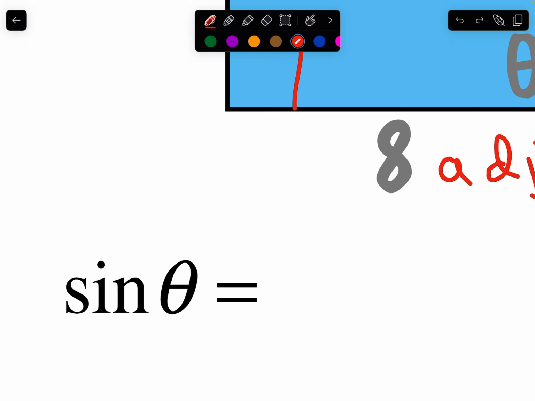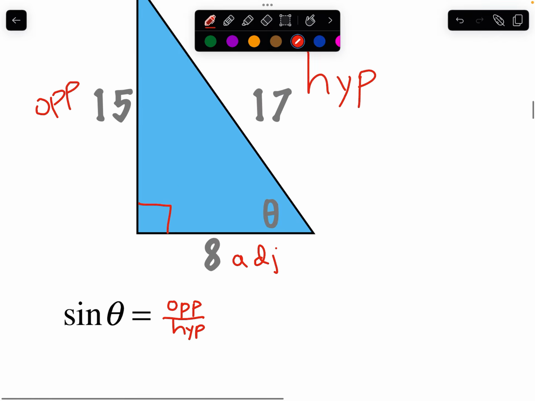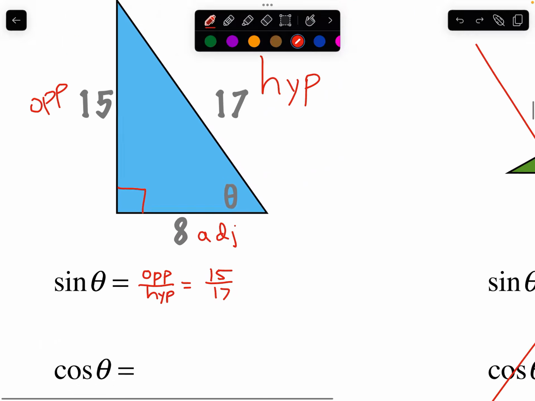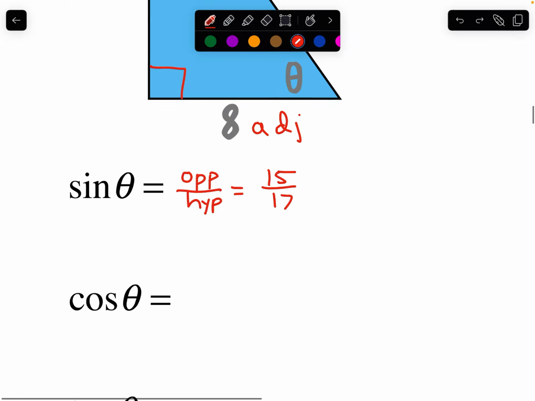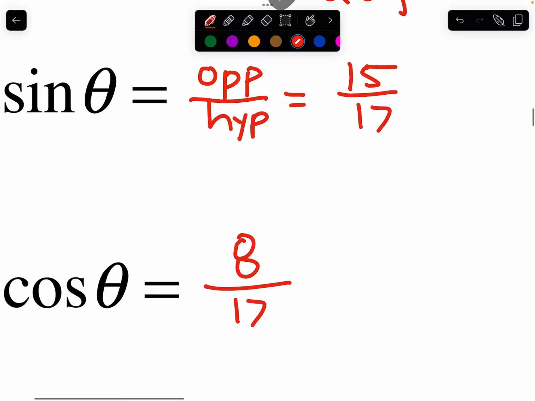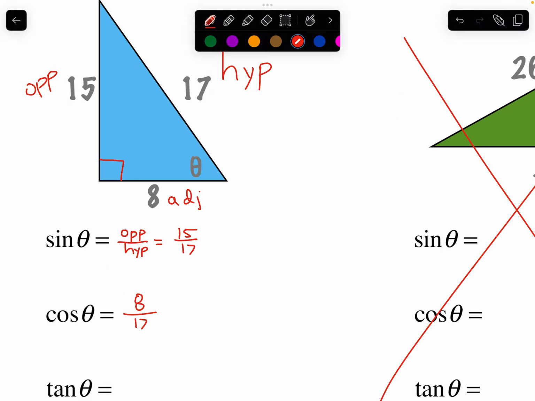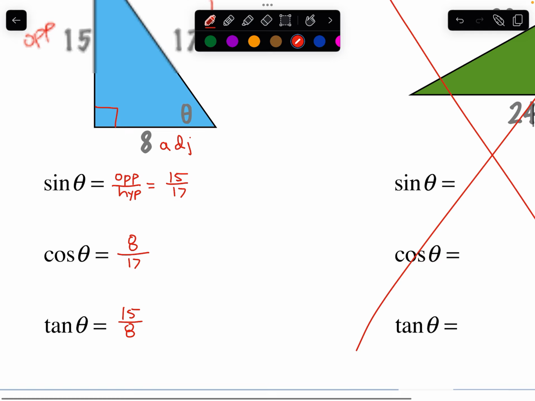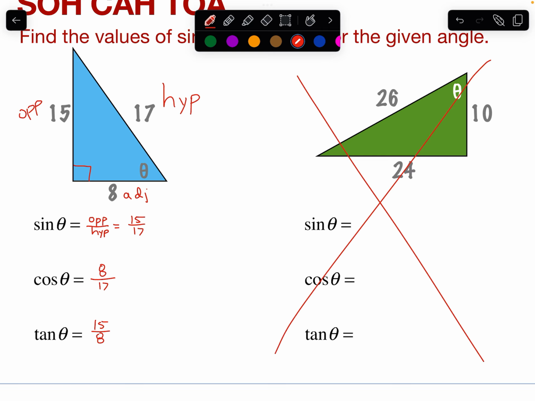Sine, S-O-H, is opposite over hypotenuse. And the side opposite theta here is 15, and the hypotenuse is 17. So whatever this angle theta is, the sine ratio for that angle is 15 over 17. Cosine is adjacent over hypotenuse, and for the angle theta here, that's 8 over 17. Tangent is opposite over adjacent. Opposite is 15, adjacent is 8, so we end with 15 over 8 here. There's nothing magical going on with this exercise, just practicing that terminology of opposite, adjacent, and hypotenuse.